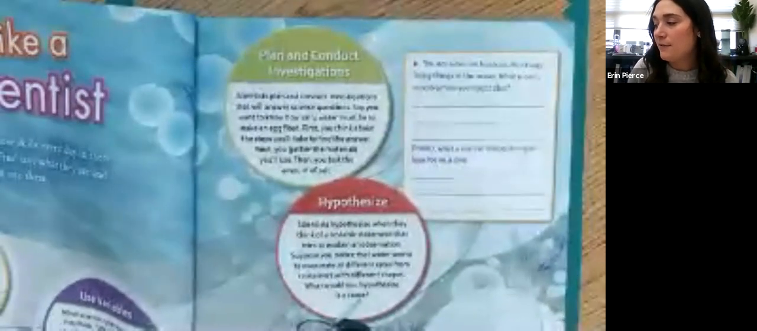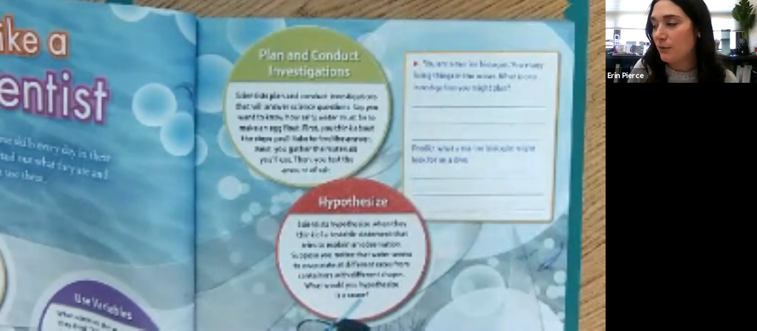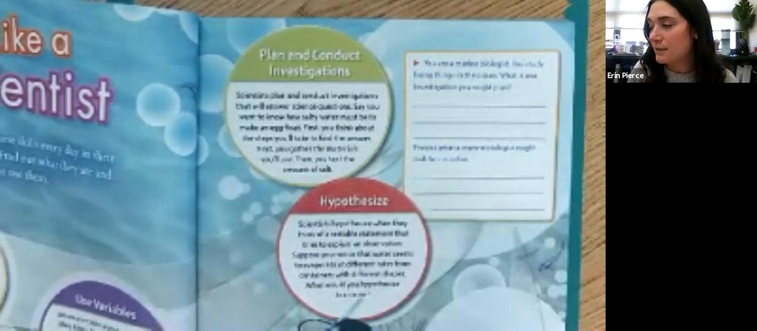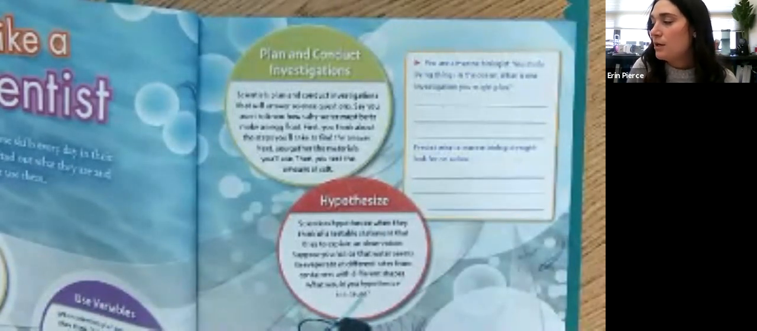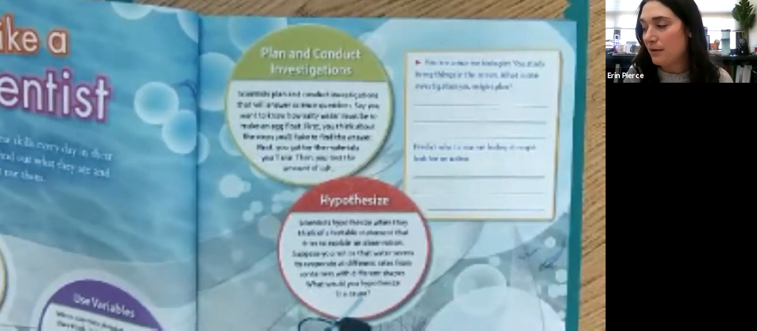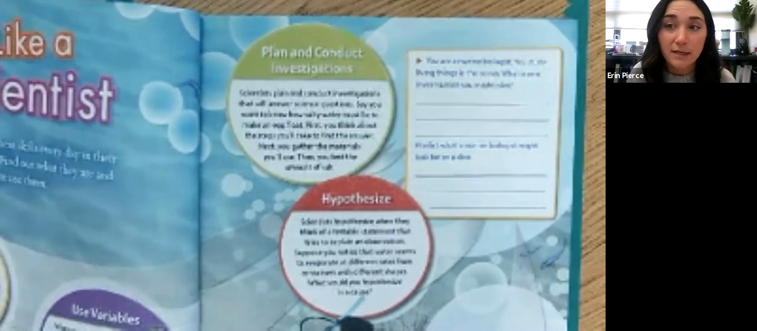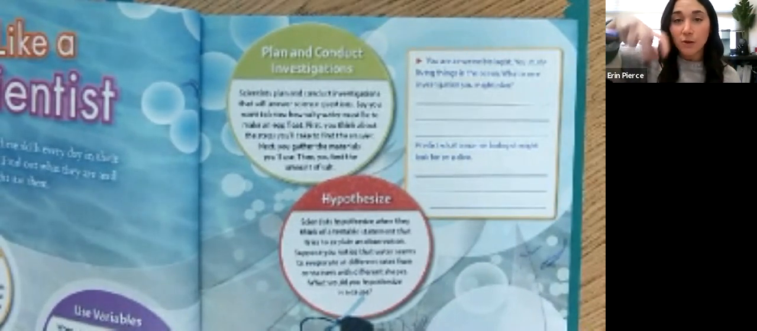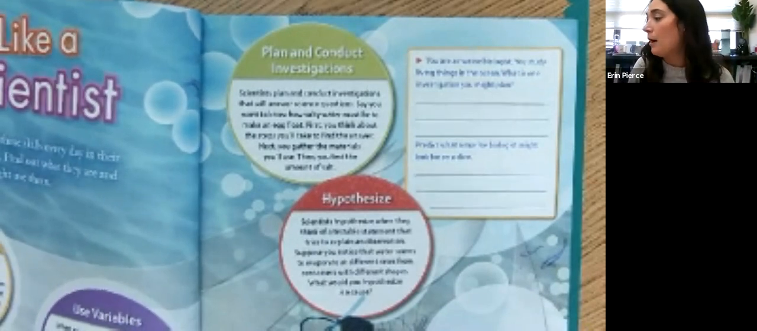Plan and conduct investigations. Scientists plan and conduct investigations that will answer science questions. Say you want to know how salty water must be to make an egg float. First, you think about the steps you'll take to find the answer. Next, you'll gather the materials that you'll use. Then you'll test the amount of salt. Salt, for instance, makes things more able to float. Okay, that's why they're talking about that.